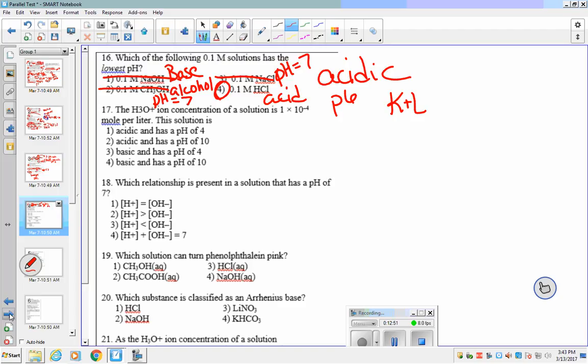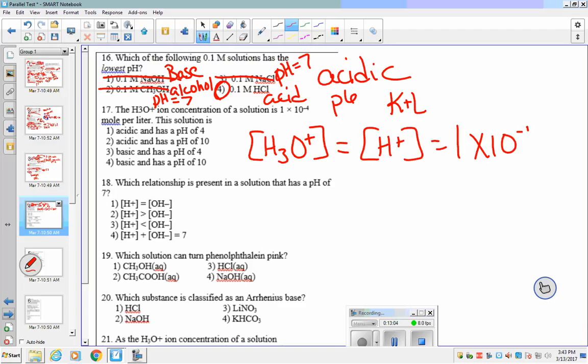The hydronium ion concentration of a solution is 1 times 10 to the negative 4. So this really just means this, which is the same thing as this, is this. That is your pH, as long as that's a 1. We did some calculations in class where that wasn't a 1. Everything you're doing on this test is going to have a 1 there. So this solution is going to have a pH of 4.